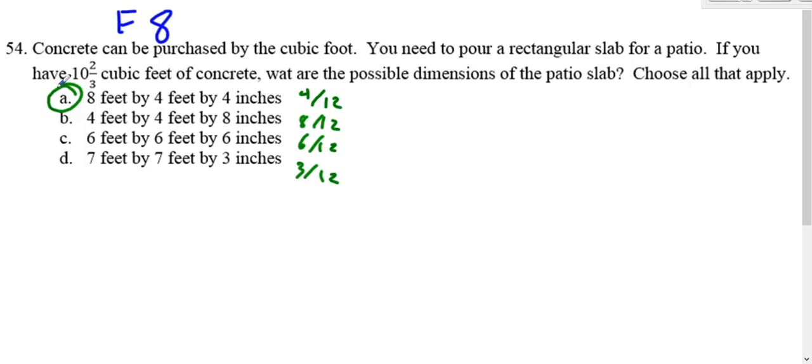4 times 4 times 8/12, that's 10.6 repeating, so that's good. 6 by 6 by 6/12, that's 18, so that's no good. 7 by 7 by 3/12, that's 12.25, so that's no good.